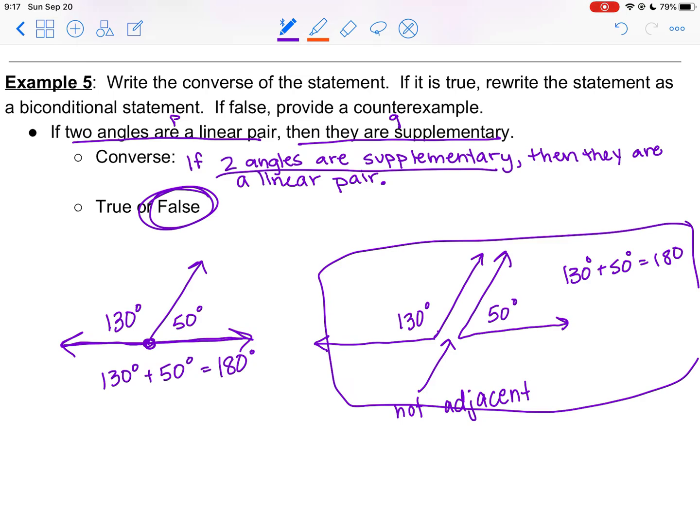So this one cannot be written as a biconditional statement. This right here, if two angles are a linear pair, then they are supplementary. This is called the linear pair postulate, and it is very important. So we will be using this a lot throughout the year. Get familiar with it, and since it's a postulate, it is not a definition. That means that it doesn't necessarily have to be biconditional, and here it is not.